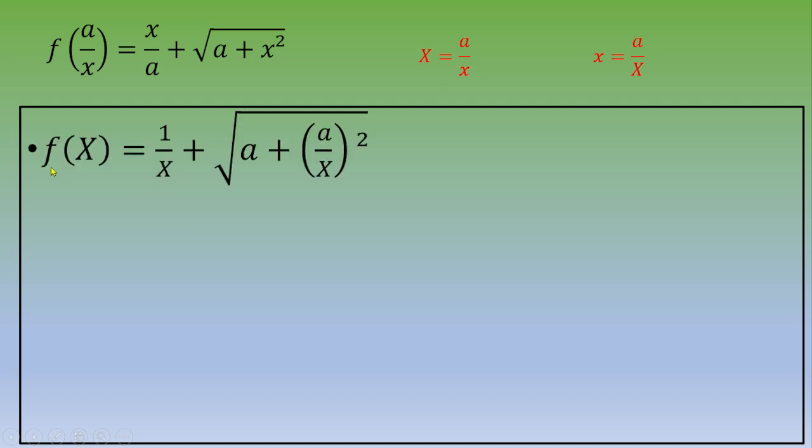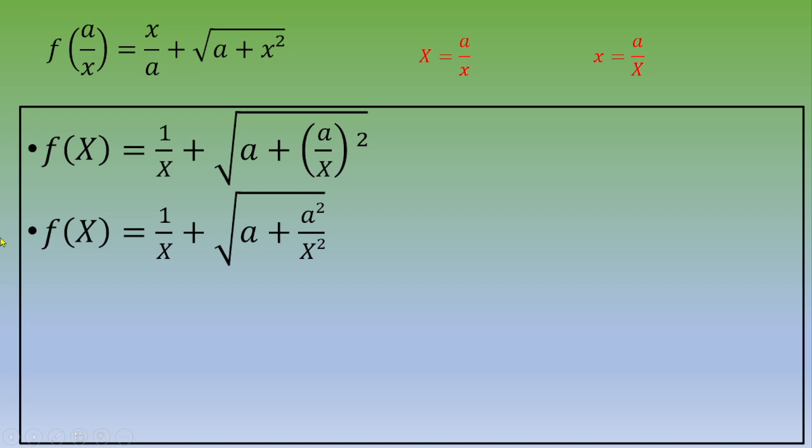So we've got f of capital X equals 1 over capital X plus the square root of a plus, so instead of x we plug a over capital X, squared. So now let's expand the square. So this is f of capital X equals 1 over X plus the square root of a plus a squared over capital X squared. So now we are going to reduce to the common denominator, which is capital X squared.